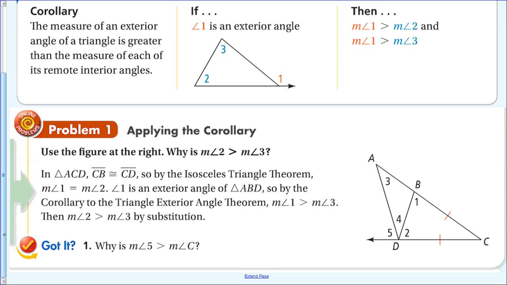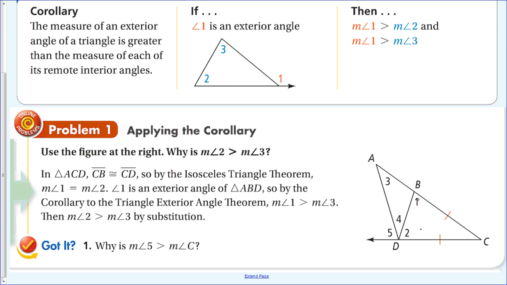So let's apply that corollary, and then let's test to see if you understand why. Here we have a triangle. If you look, we have triangle ACD, but we also have triangle ABD and CBD. In triangle ACD, CB is congruent to CD, so that makes triangle CBD an isosceles triangle. Since this is an isosceles triangle, we know the two base angles are the same. So we know 1 is congruent to 2.